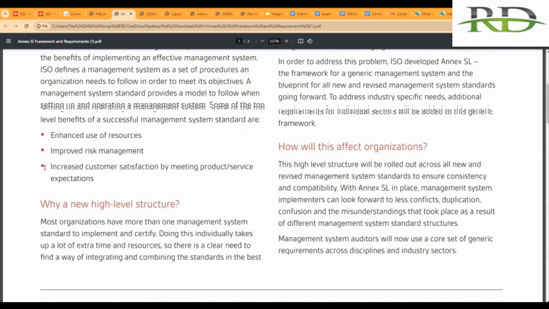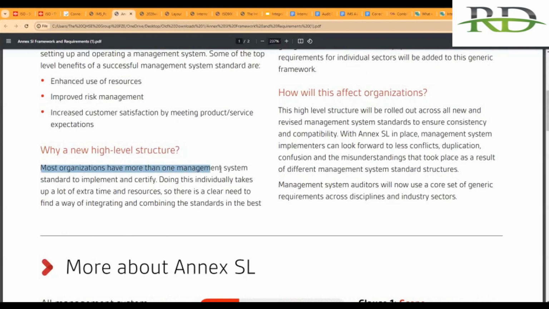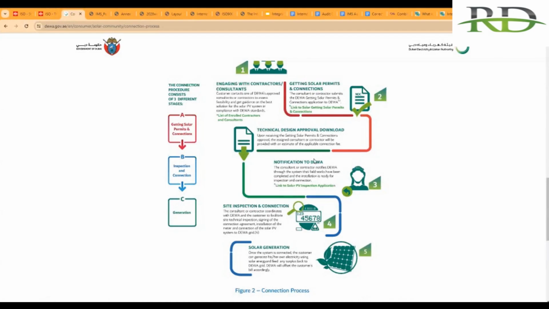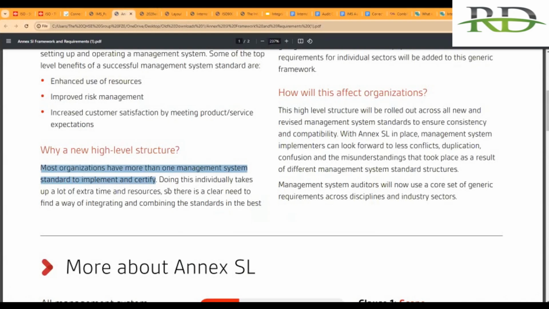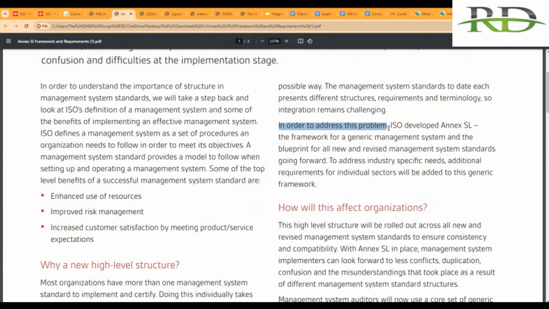They went on to say most organizations have more than one management system standard to implement and certify. For example, this organization here has got quality, safety, and environment. Of course, implementing and certifying individually is going to take up a lot of extra time and resources. So there is a clear need to find a way of integrating and combining standards in the best way possible. And in order to address this problem, ISO developed the Annex SL.